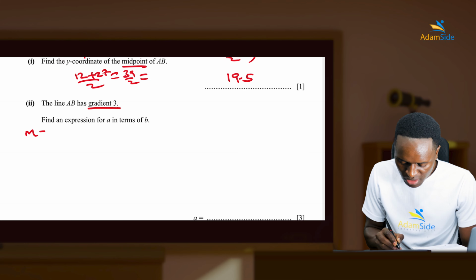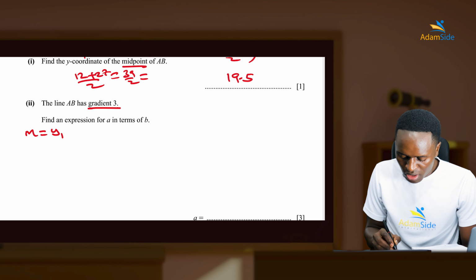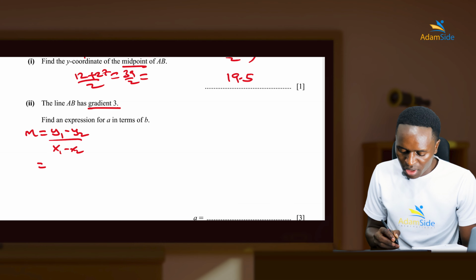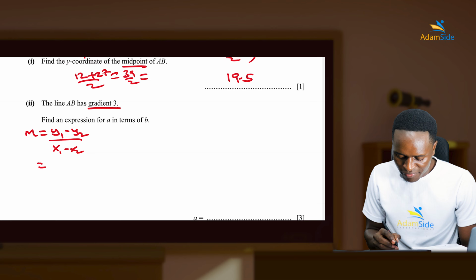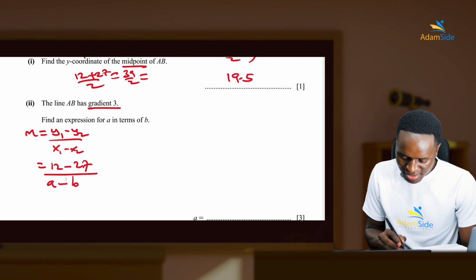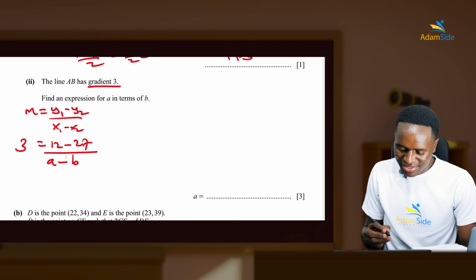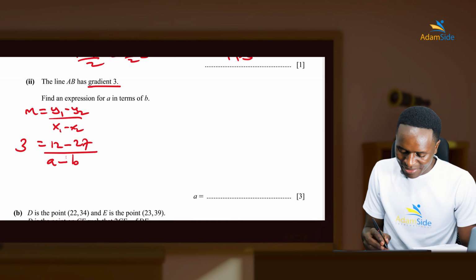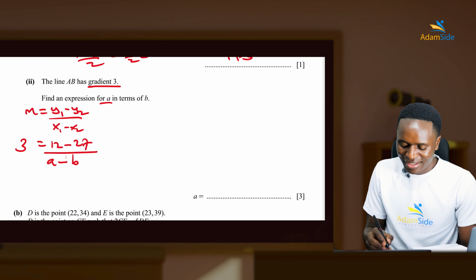So the gradient is equal to y1 minus y2 over x1 minus x2, the change of y over change of x. Now we have 12 minus 27 over A minus B. That's it, and it is equal to 3. If you do that, then find an expression for A in terms of B. That means you need to make A the subject.